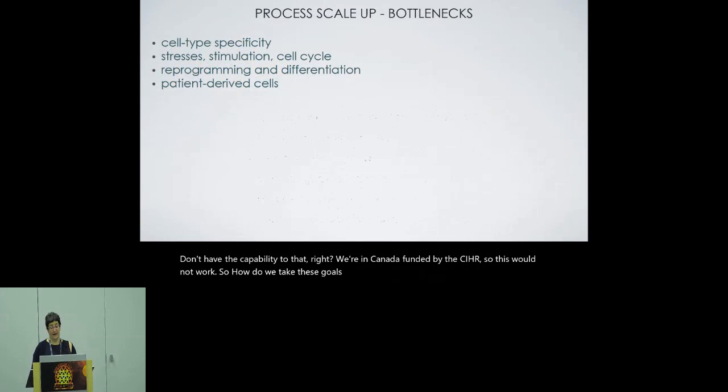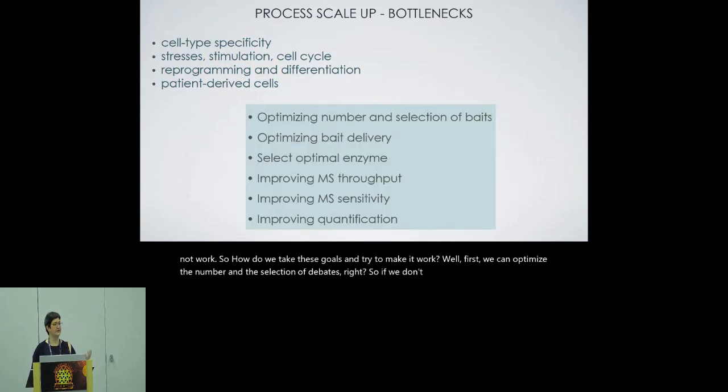Well, first, we can optimize the number and the selection of the baits, right? So if we don't need 200 baits to get the same quality of the data, why would we need 200? Why would we profile 200 baits? We can optimize how we deliver the baits so that we don't have to create cell lines for everything, so that on the experimental list is a little bit better.